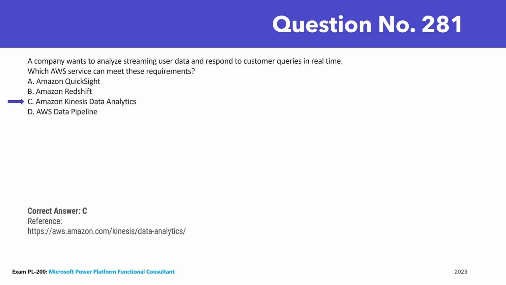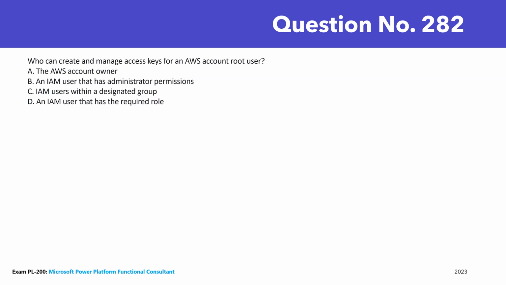Who can create and manage access keys for an AWS account root user? A. The AWS account owner. B. An IAM user that has administrator permissions. C. IAM users within a designated group. D. An IAM user that has the required role. Correct answer, A.